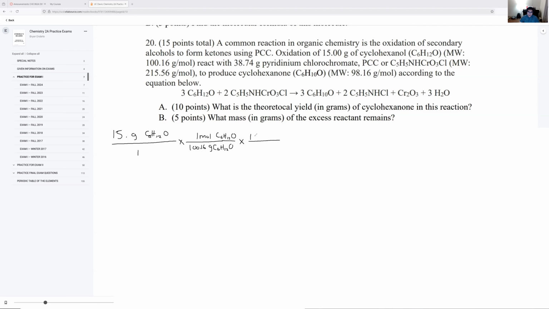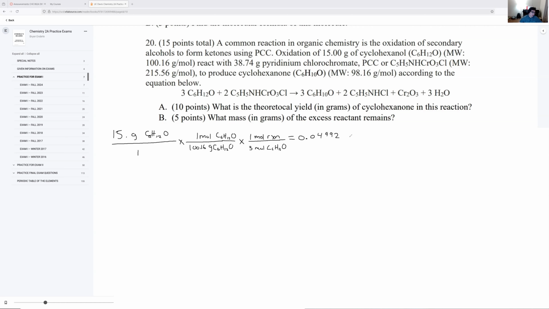So for every one reaction, 1 mole of reaction, every time I do it, I need to use 3 moles of C6H12O, right? You'll notice that the moles cancel out, and then we're going to get some number here: 15 divided by 100.16 divided by 3. So this is why you divide by the coefficient before you see which one is limiting, because you're seeing which one does fewer reactions, right? That's what you're really doing by dividing by the coefficient.